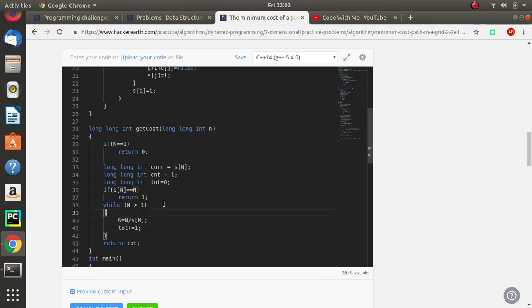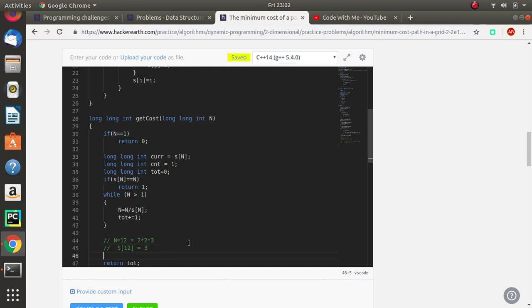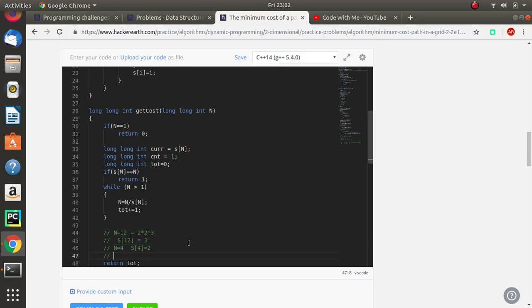Let me give you an example for this. For example, if n is equal to 12, s of 12 will be 3, because it can be written as 2 into 2 into 3. So s of 12 will be marked as 3. So we will divide it, and now we will get n is equal to 4. s of 4 will be marked as 2. So we will divide by s of 4, which is 2.